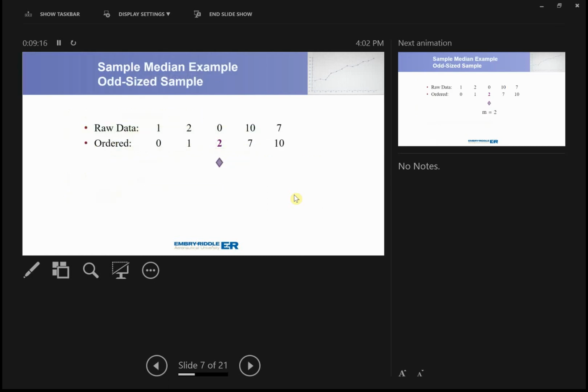So at the top is the actual data set. Notice that in order to do the median, you have to order the data values first, right? So I can sort these in StatCrunch or sort these in Excel from lowest to highest. I have five data values, an odd number, and so that middle data value, 2, would be my median, all right?